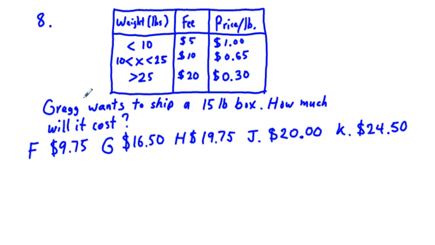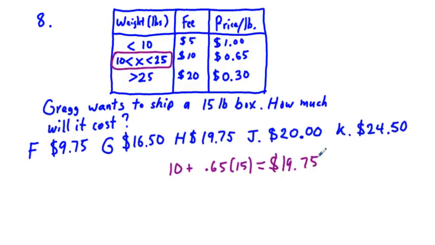Next, 8. You have a table here. Greg wants to ship a 15-pound box. How much will it cost? Well, you have to correctly identify where to go. And 15 pounds will be right here in this middle row in this table. And for that, the formula is going to be $10 as a fixed fee plus 0.65 times the number of pounds, which is 15. And for that, you're going to get $19.75, which is answer choice H.